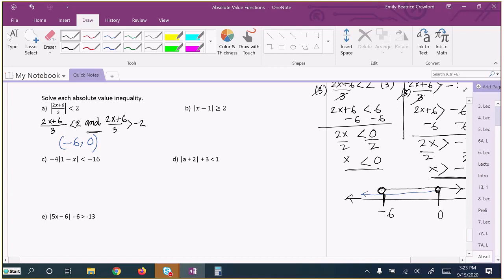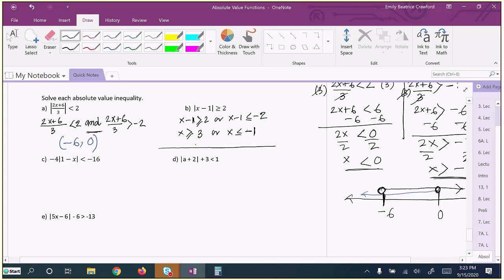My next inequality is the absolute value of x minus 1 greater or equal to 2. Again, 2 is non-negative, so you get a twofold solution. You write x minus 1 greater or equal to 2, or x minus 1 less or equal to negative 2. In either situation, we're going to add 1 to solve it for x. So x is greater or equal to 2 plus 1, 3, or x is less or equal to negative 2 plus 1, so negative 1.